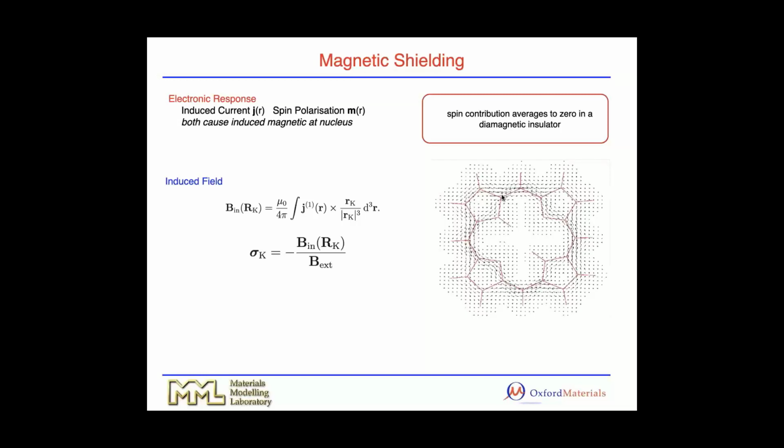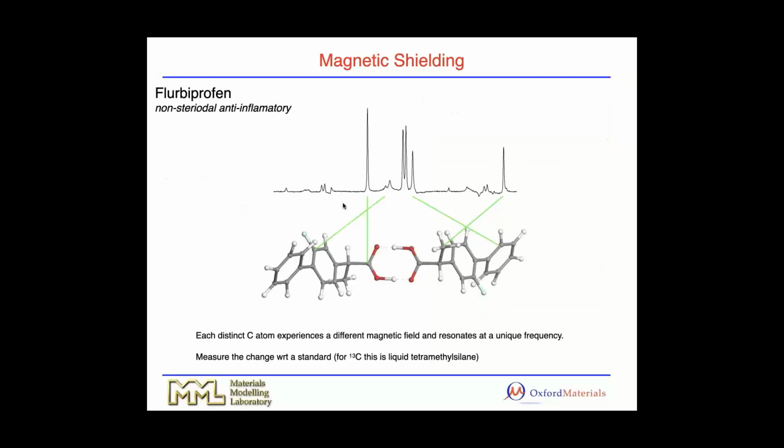And so what CASTEP does is it computes this induced current, and hence, using essentially the Biot-Savart law, it can compute the magnetic field at the nuclei. So what we get is something like this. Here is a typical solid state NMR spectrum. It's on a fluoroprofen pharmaceutical compound, and it's carbon-13, and each carbon atom in a different environment resonates at a slightly different frequency, giving rise to a slightly different peak. But what CASTEP is able to do is tell you which peak is which.